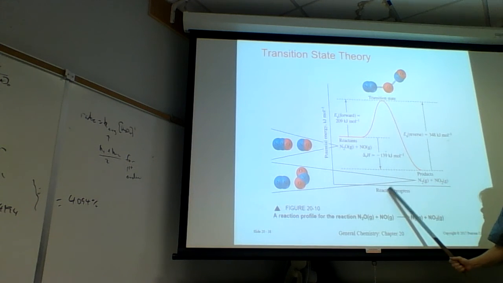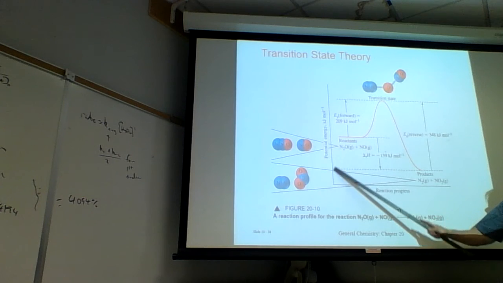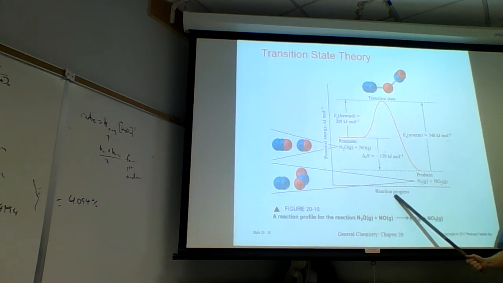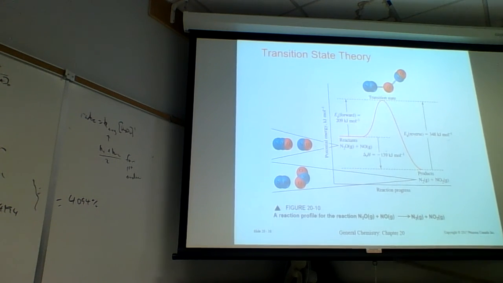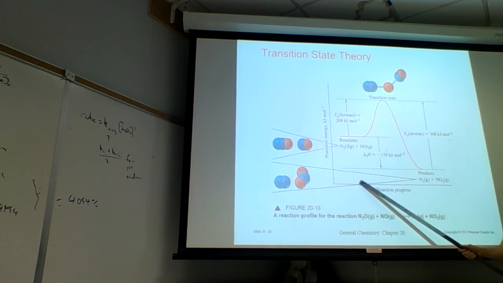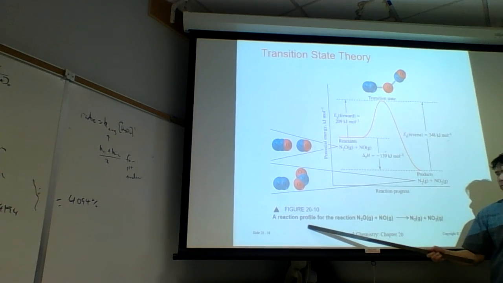This diagram, what is this diagram called, this plot? This plot is a plot of potential energy, or energy, on the y-axis. And then on the x-axis, we have something very funny. The x-axis says reaction progress. Reaction progress means this is what we have at the beginning, and this is what we have at the end. And so we're following the progress of the reaction. This plot is called a reaction profile.